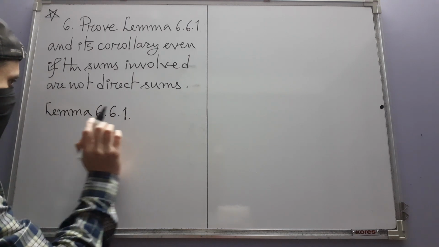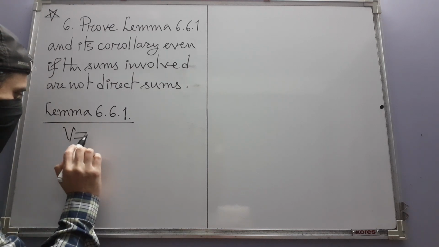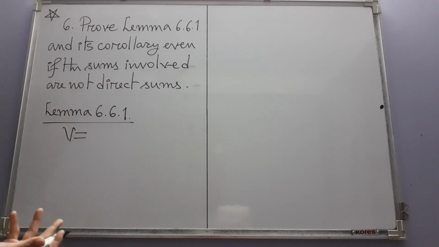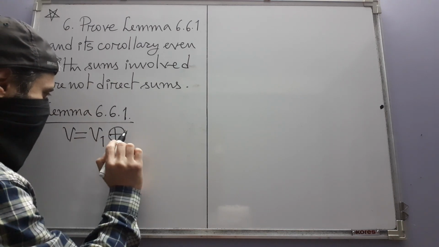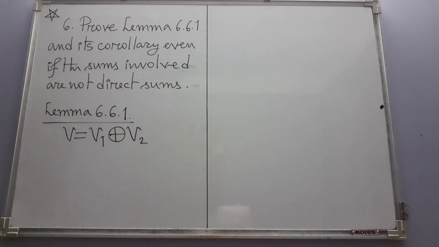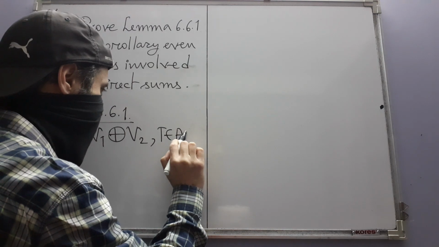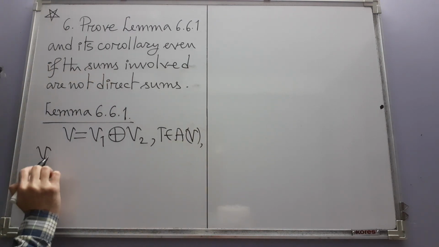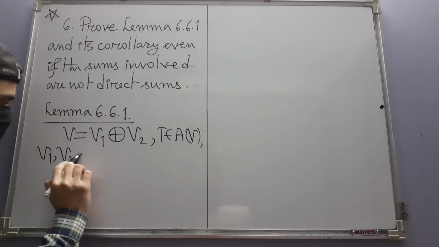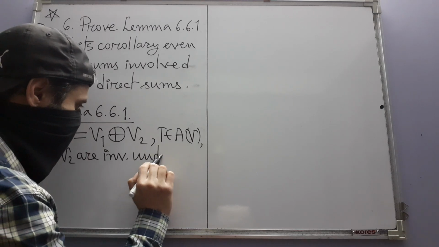Lemma 661 was basically this. We have a vector space V over some field F, and V is finite dimensional, of course, and V is the direct sum of two subspaces V1 and V2. Also, there is an operator T on V such that V1 and V2 are invariant under T.